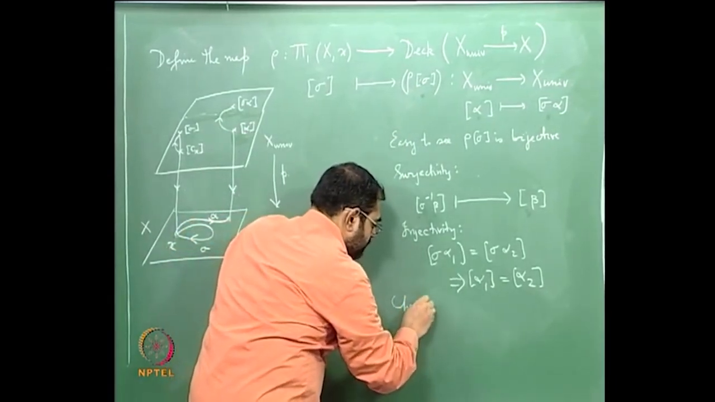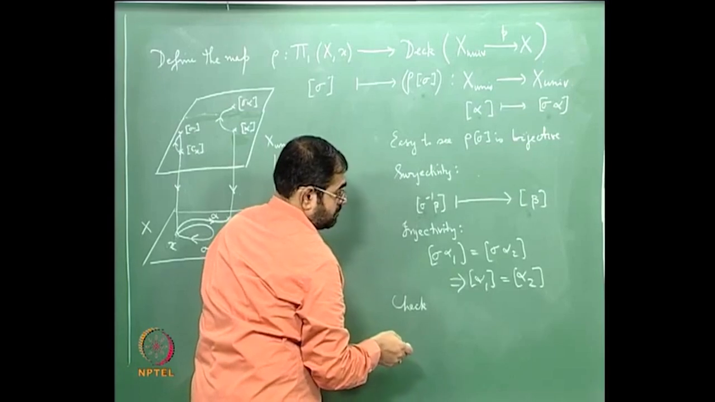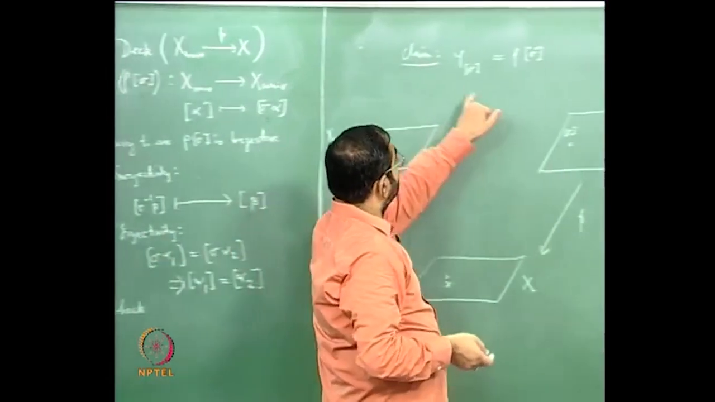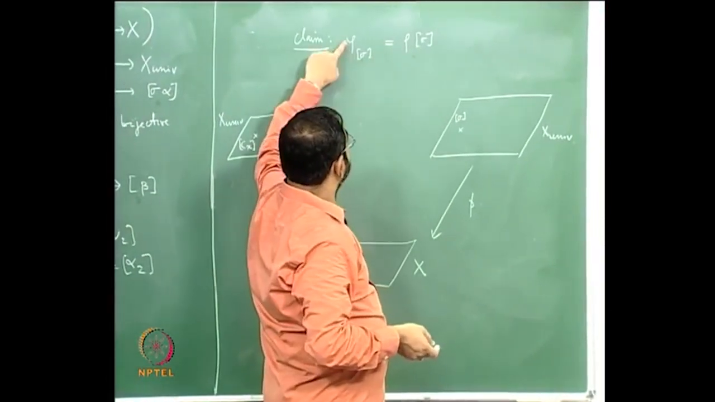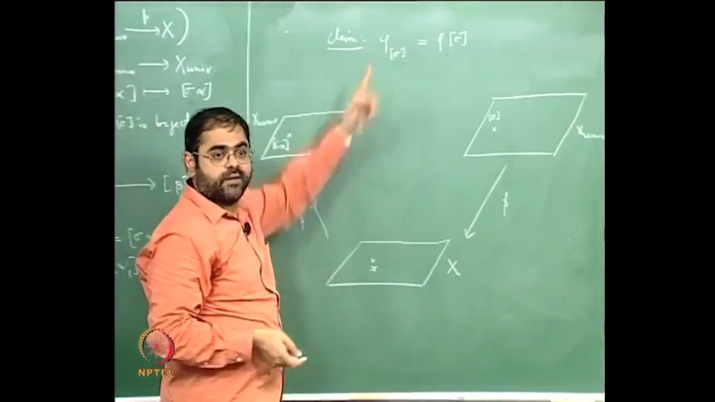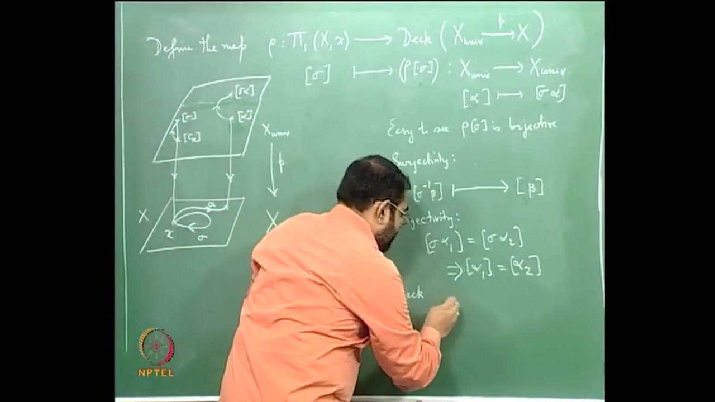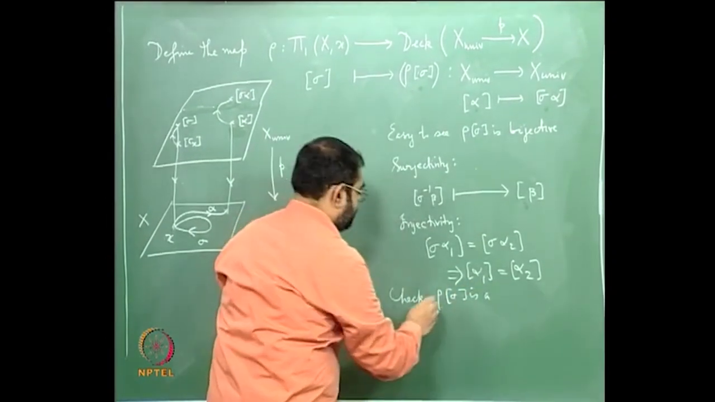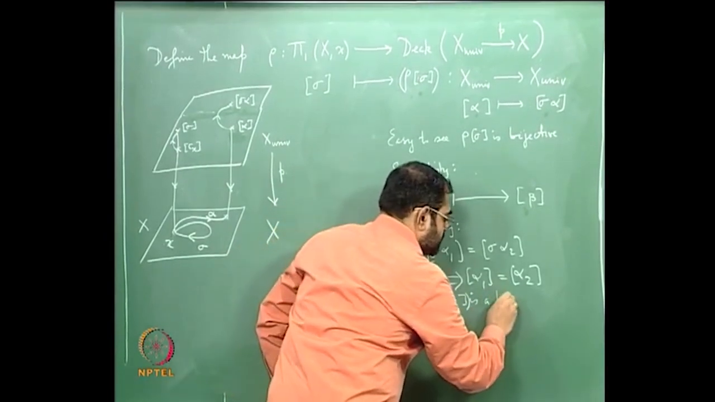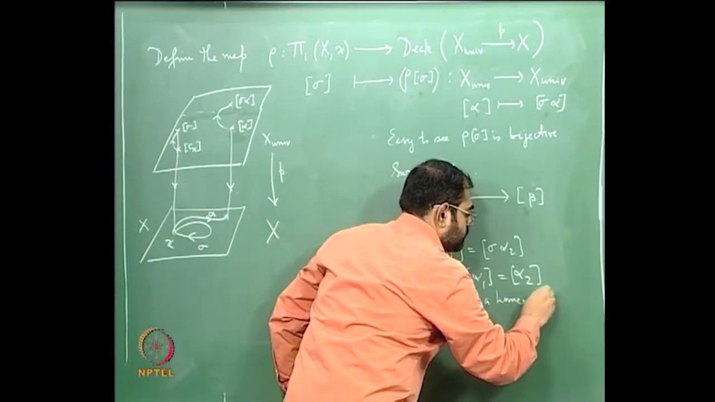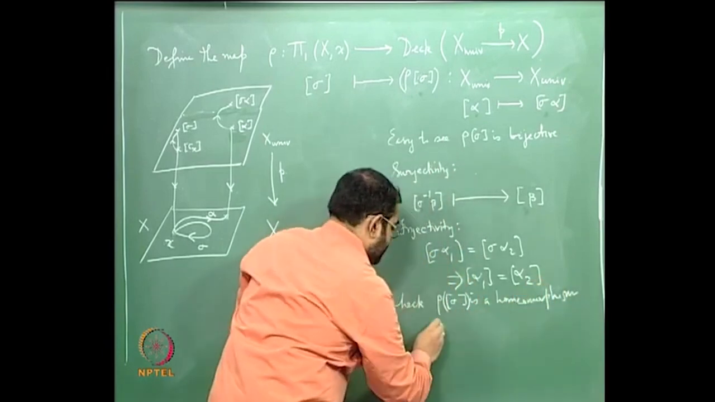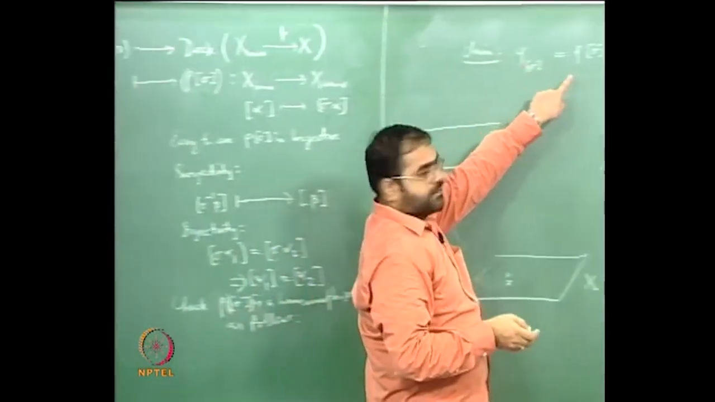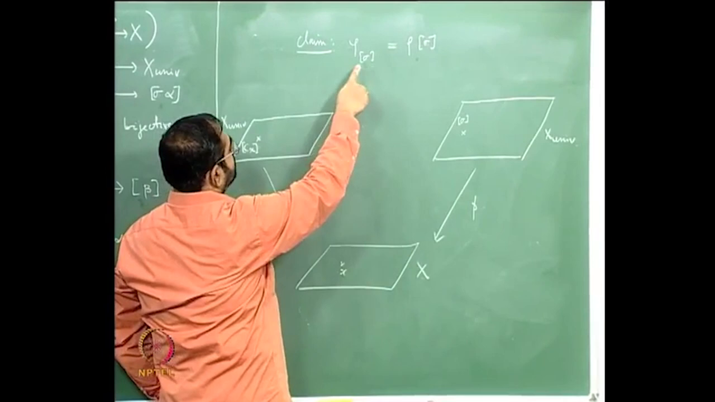Check. Well, in fact, to check that rho of sigma is a homeomorphism, you can check that these two are equal and then use the fact that phi sub sigma is a homeomorphism. So let me write that down. Check rho of sigma is a homeomorphism as follows, by this claim.